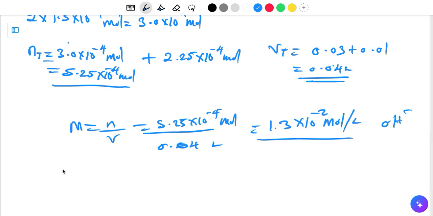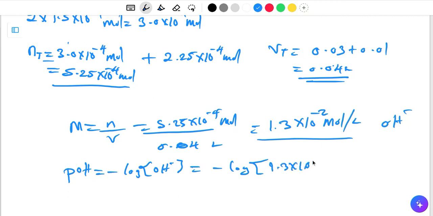So before we calculate the pH, let's find pOH, because we know that pOH is the negative log of the hydroxide ions. So you just need to punch it on the calculator and see what you are going to have. For this one, negative log of the answer, I'm getting 1.9, which is approximately 2.0 as the pOH.